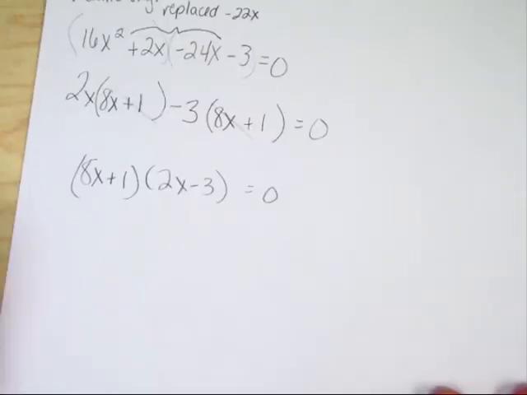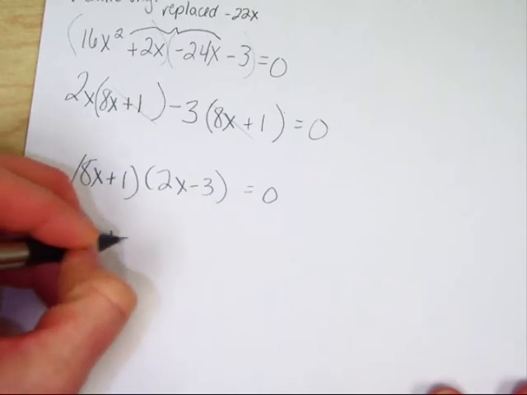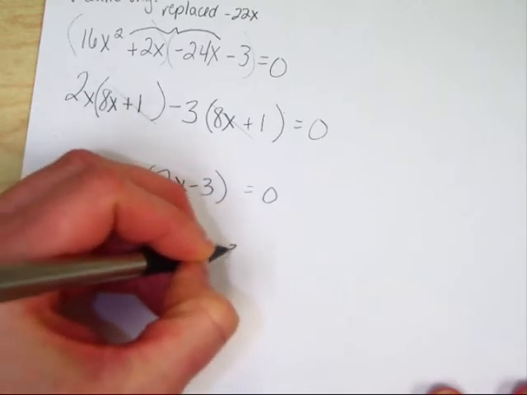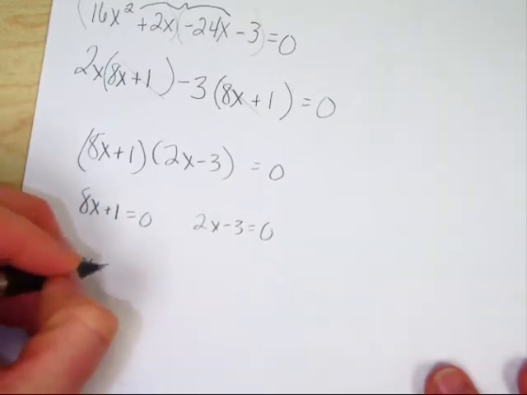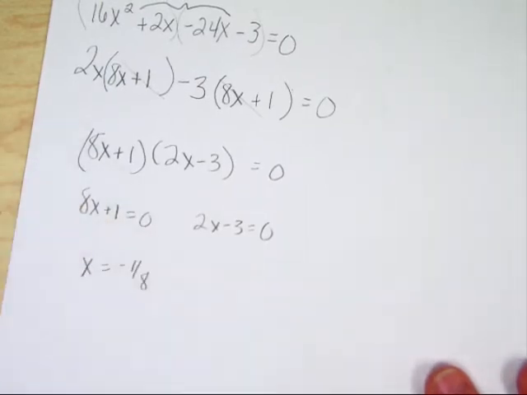The last thing you need to do is solve, just like we have been doing. That's not new. Take away 1, divide by 8. Add 3, divide by 2.